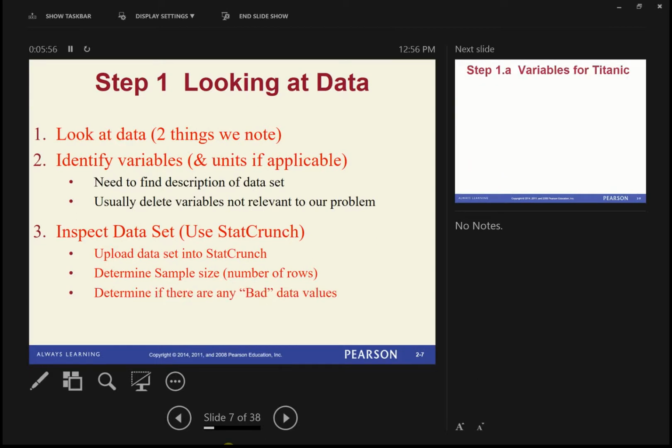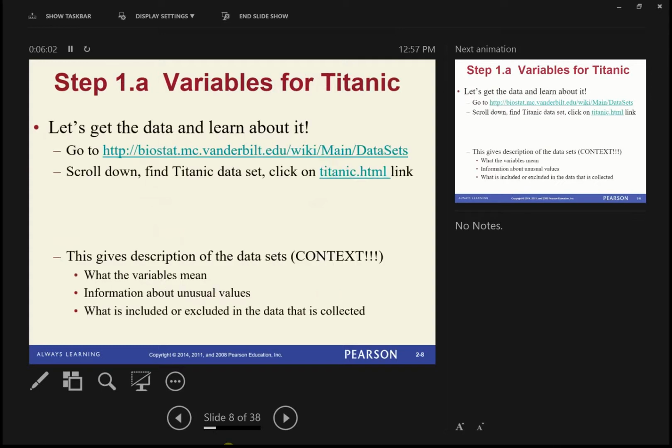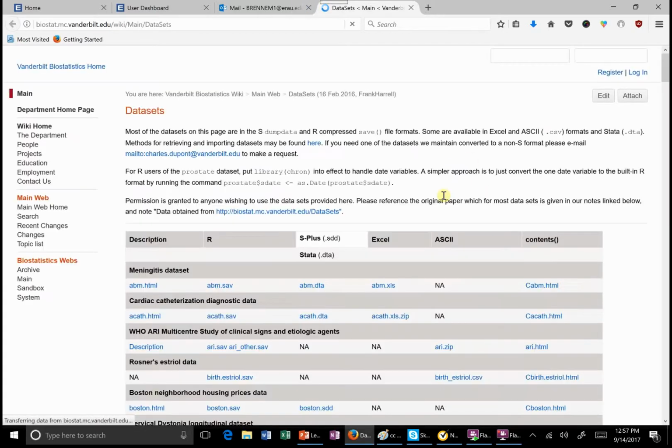And again, we're going to determine if there's any bad data values, okay? So let's go ahead and look a little bit at the Titanic data set. I'm going to get out a slide link here. Let's see if I can do it. This gives you some data sets related to the Titanic. This is on the Vanderbilt University website.